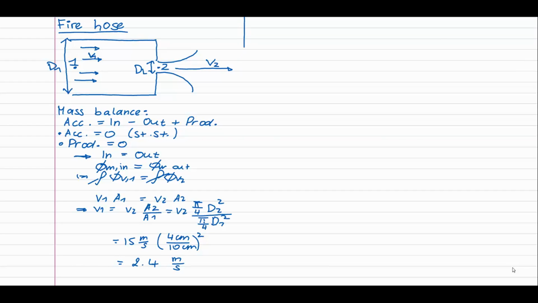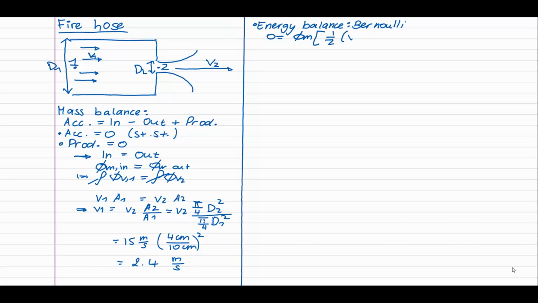Now let's write up an energy balance in order to find the pressure drop between point 1 and 2. To start off, let's think of what assumptions we can make. First of all, it's a steady state. Second, the energy dissipation is 0. And no work is being applied to the system, so the work term is also 0. With these assumptions, we can apply Bernoulli's law.